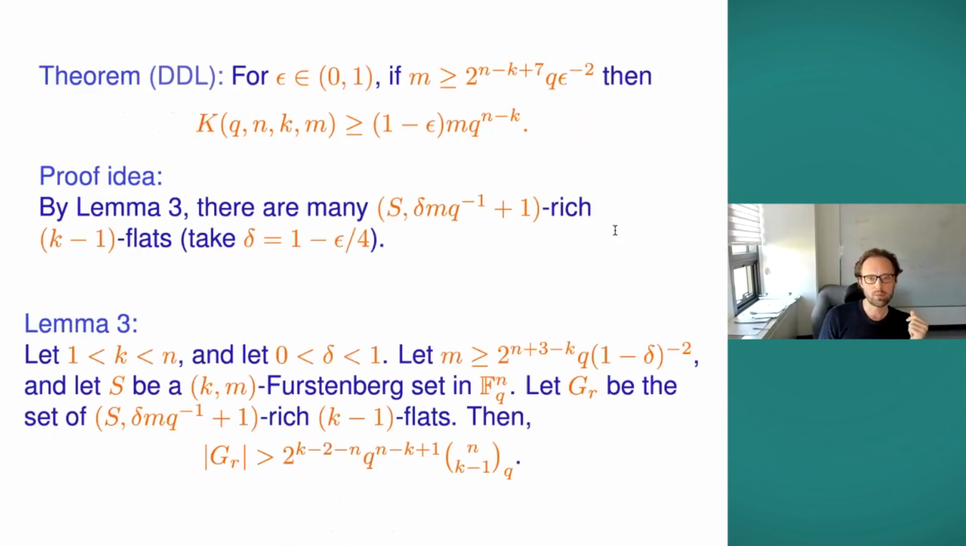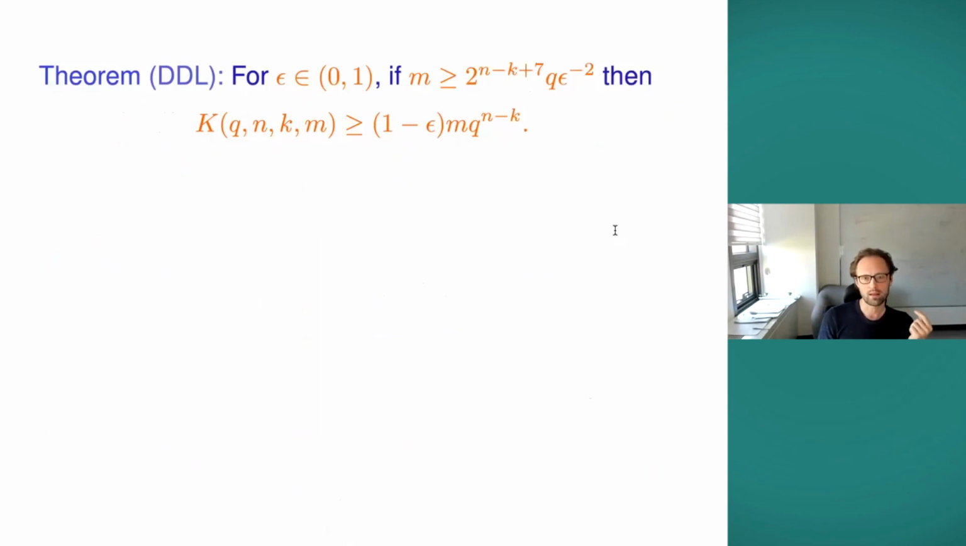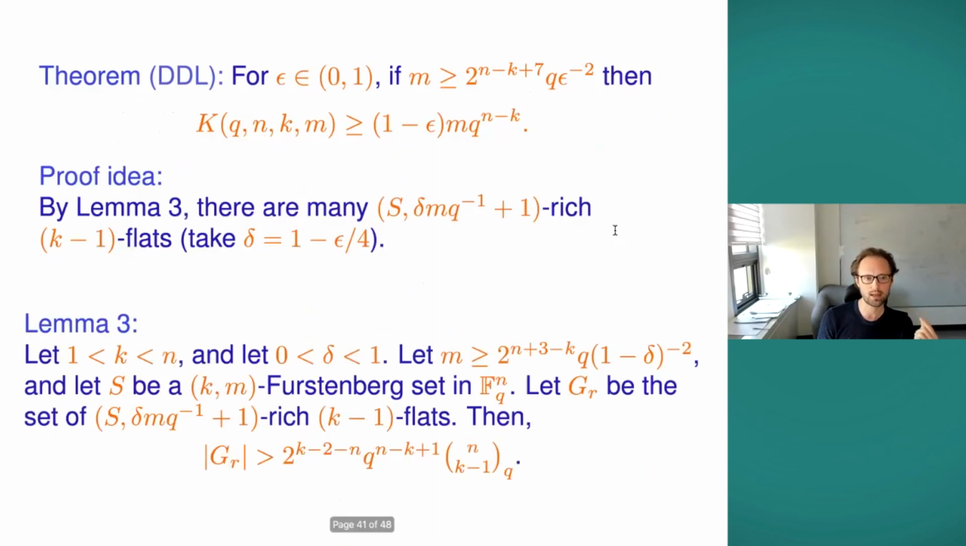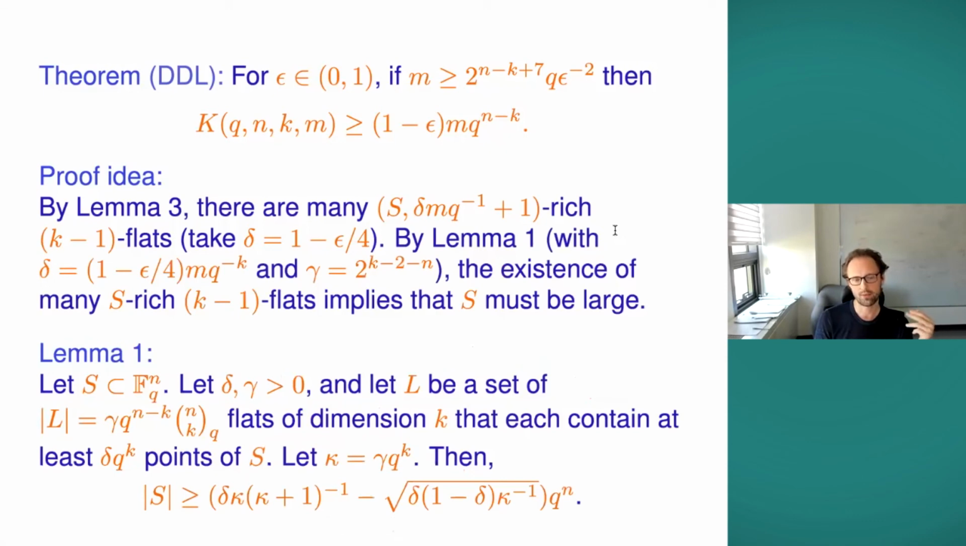So this is the theorem that we wanted to prove: if m is large, then our Furstenberg set S has to be nearly as large as possible. And so again, the sketch of the proof, omitting all the calculations, is that we've already managed to find a large number of k-1 flats that each contain a large number of points. And we know that if you have a large number of k-1 flats that each contain a large number of points, then the underlying set has to be large. And this is, again, an application of that incidence bound from the very beginning.